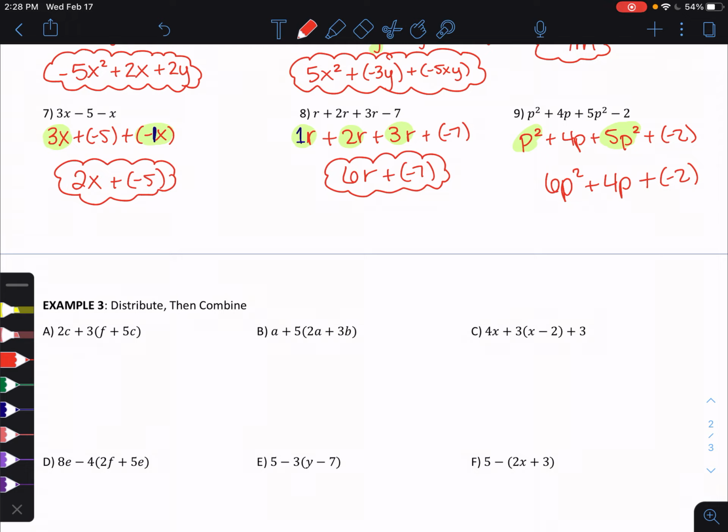This is just combining like terms. I'm going to create a second video that goes over distributing and then combining like terms.